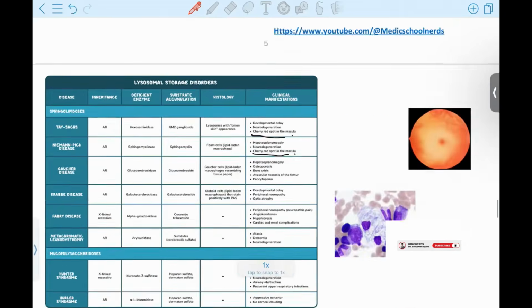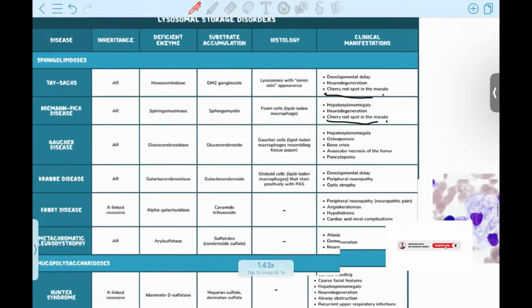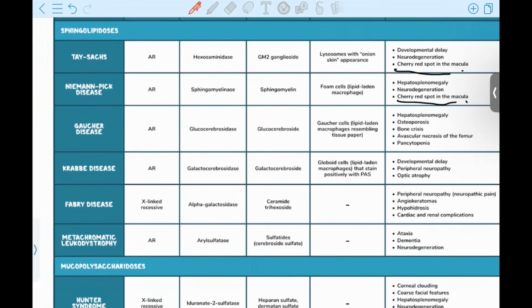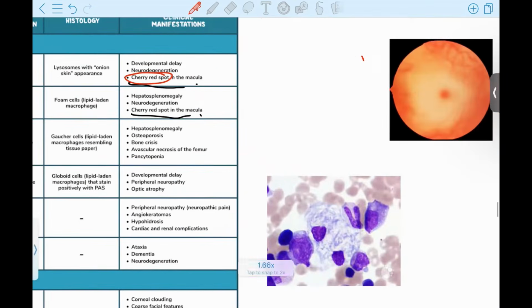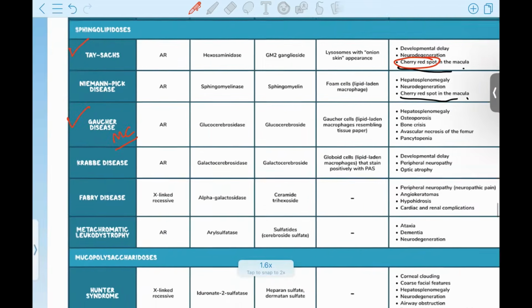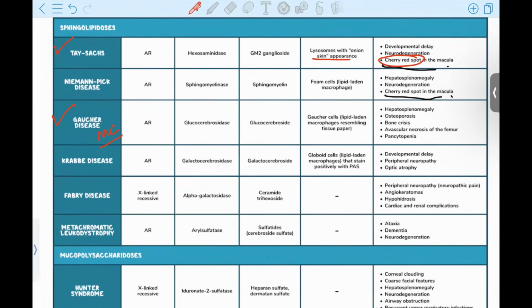Next, moving on to the lysosomal storage disorders. In the lysosomal storage disorders, the commonly asked ones are Tay-Sachs disease and Gaucher disease. And overall, the most common is Gaucher disease, and Tay-Sachs will be associated with the cherry red spot. So the cherry red spot is commonly seen in Tay-Sachs disease only. And these patients will have the onion skin appearance on histology.